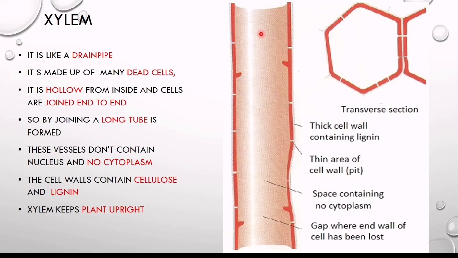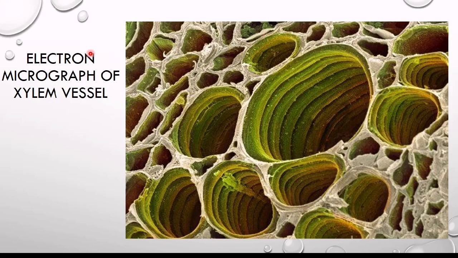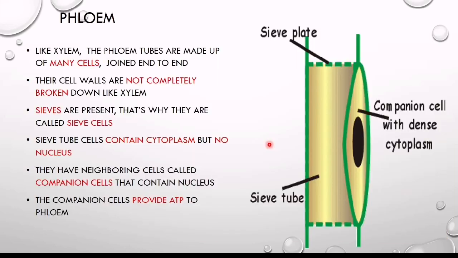It is only one-way movement. In the next slide, you can see these pictures are electron micrographs, and these are the xylem vessels, and they are empty from inside. So they provide water for the photosynthesis process from the soil towards the mesophyll cells.